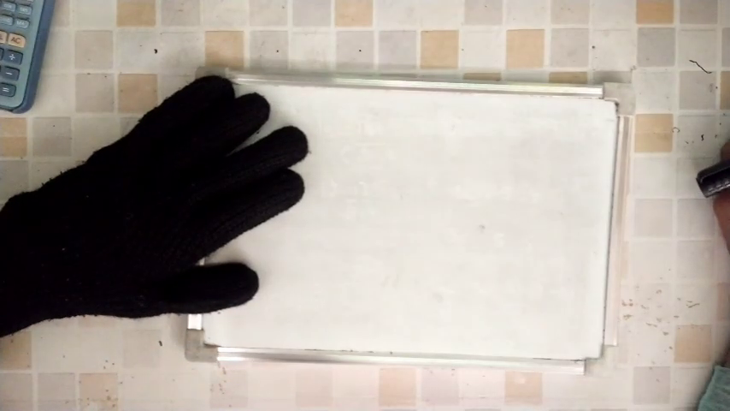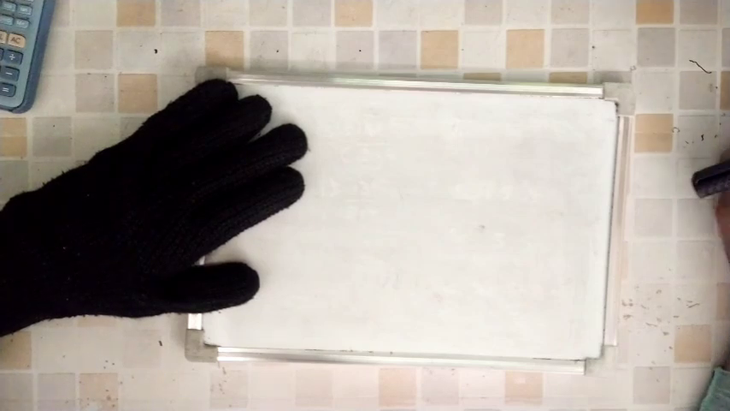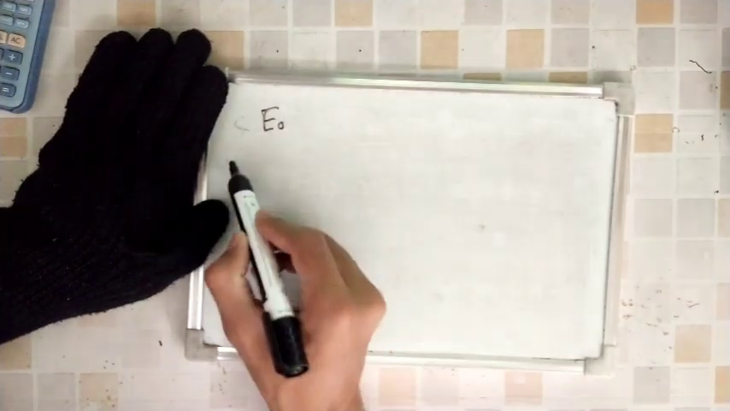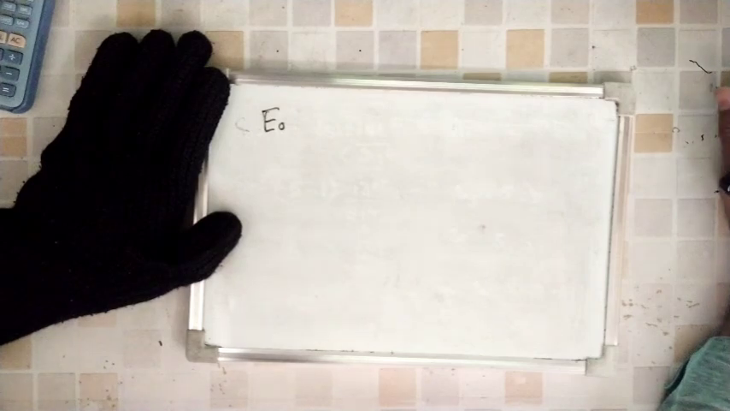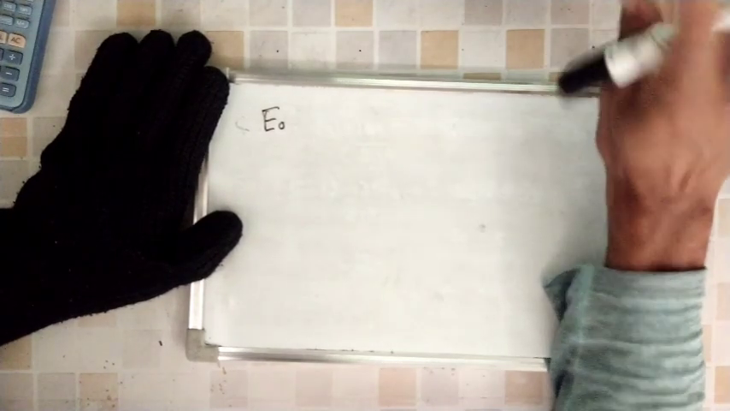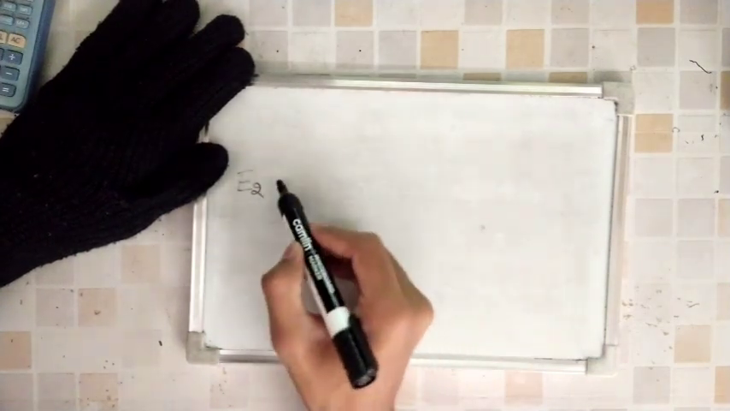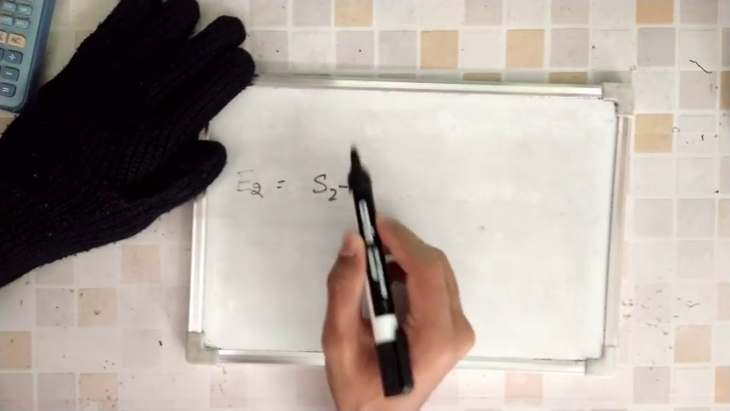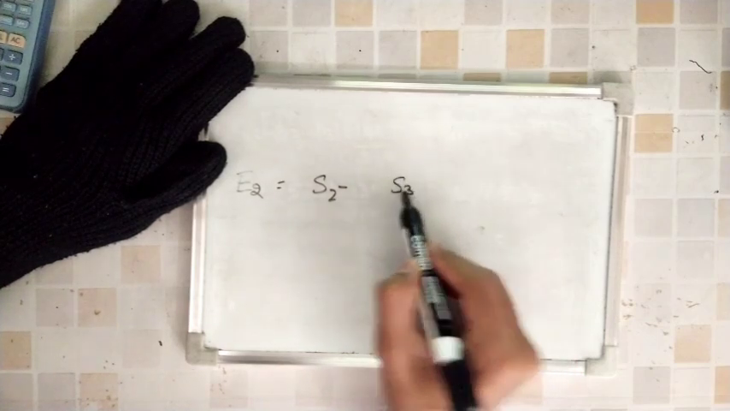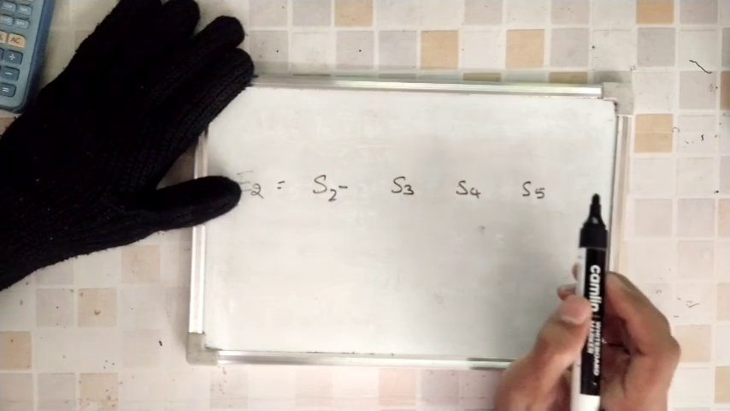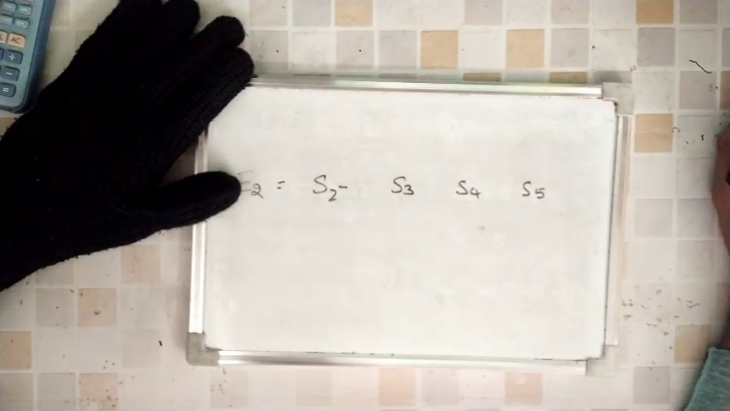That is for no pairs of identical letters, which is E0. If I want the number of permutations where there are exactly 2 pairs of identical letters, then I will take E as 2. If I take E as 2, then I will start with S2 minus S3, S4, S5.